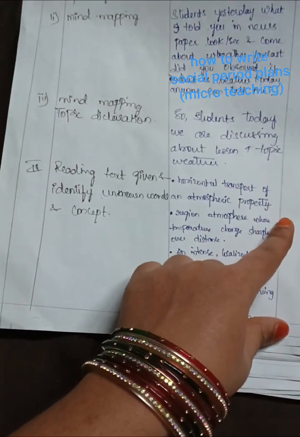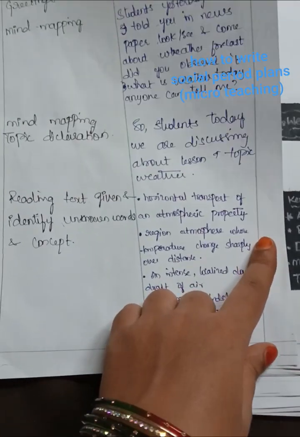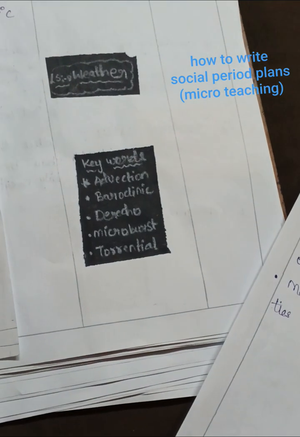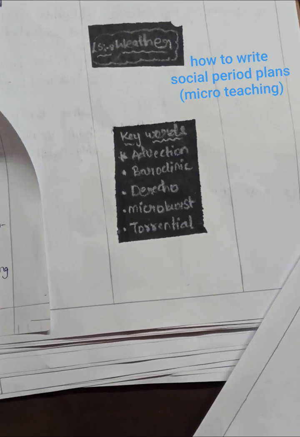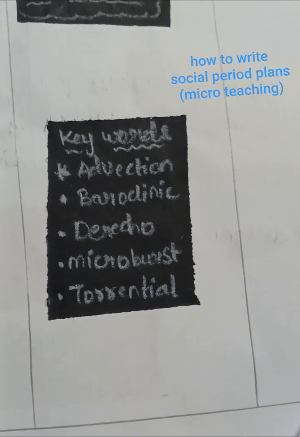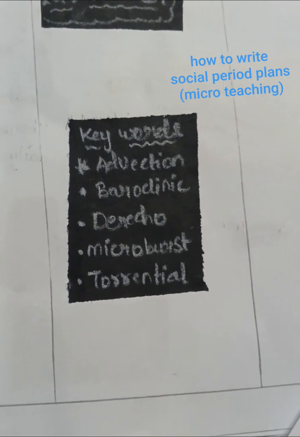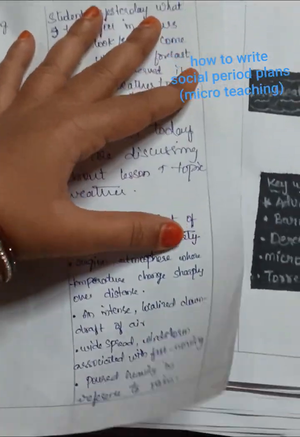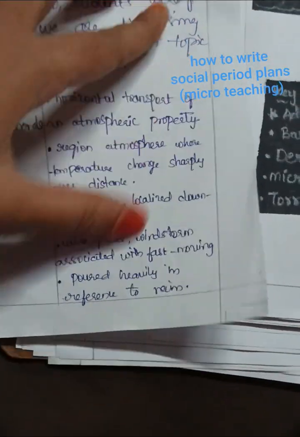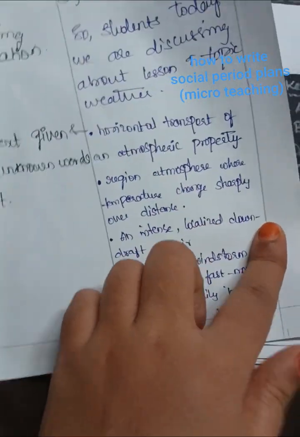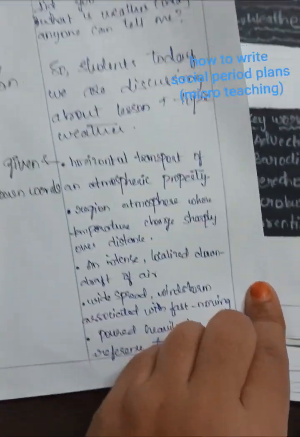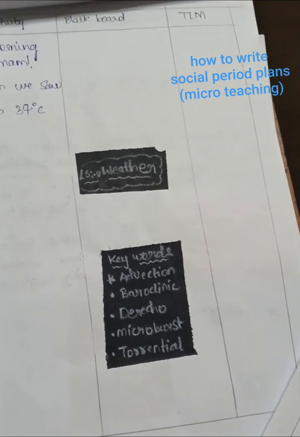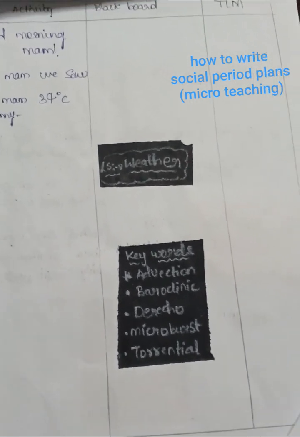Next one, you are writing the reading text given and identifying unknown words and concepts. Whatever hard words they get in that lesson, they will ask, or you should write the keywords on the board. Write hard words on the board and explain them. Whatever you explain, you write in the teacher activity. You write those hard words' answers here. Questions and keywords should be written on the blackboard.